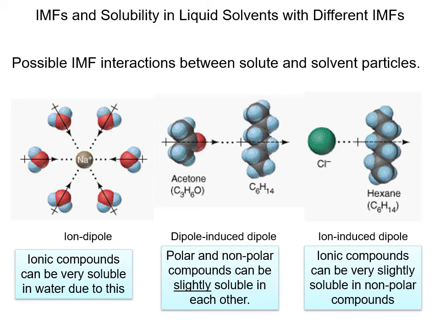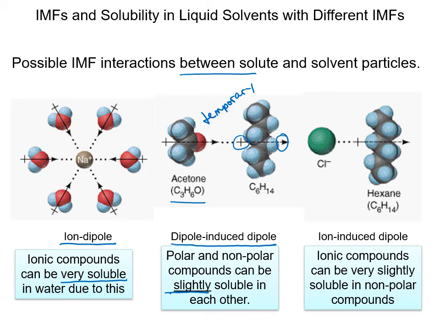So let's take a look at some possible intermolecular forces interactions between solute and solvent properties. The first one is ion-dipole interactions. Ionic compounds can be very soluble in water due to this. The next one is dipole-induced dipole, which we talked about on the previous slide. If you have a polar molecule like acetone approaching a nonpolar molecule, it will actually induce a positive and negative end on it. So this is induced and it is temporary. So it's not a very strong attraction. So polar and nonpolar compounds will only be slightly soluble in each other.